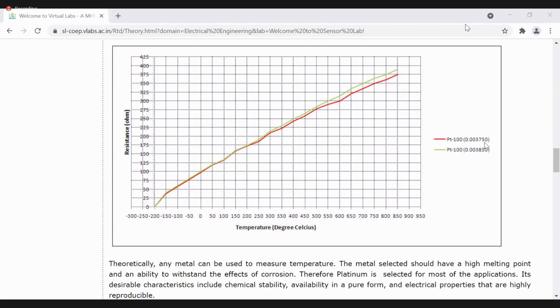First RTD alpha value is 0.00375, but the second RTD alpha value is 0.003850. Because of that alpha value difference, we have different resistances at different temperatures.